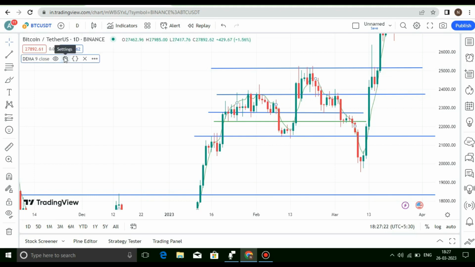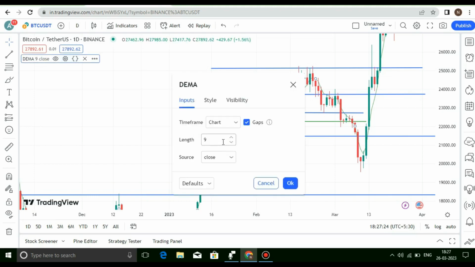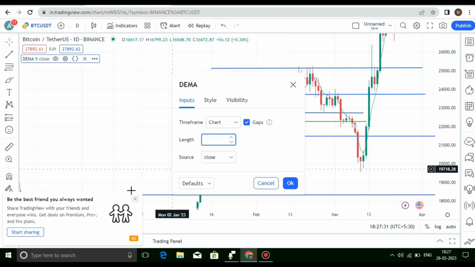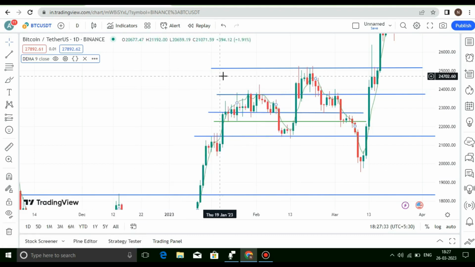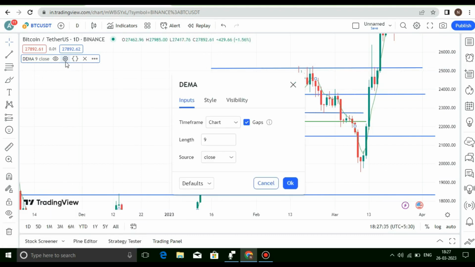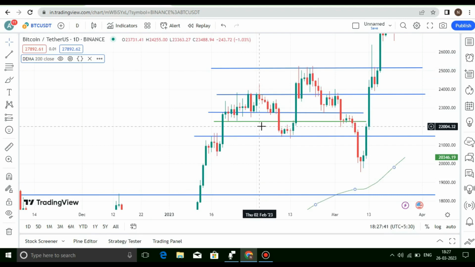You can also apply settings from here. You can change the time frame if you want a 200-day double exponential moving average. So you can write here in the length, ignoring all the ads of course, 200 and press OK. Now let's see.